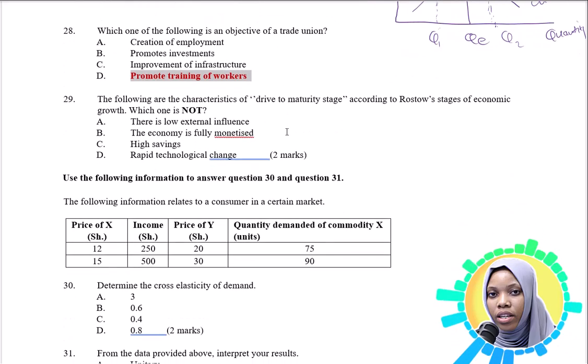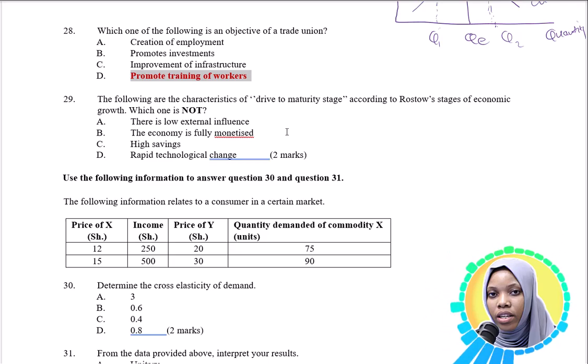Question 29 reads: the following are the characteristics of the drive to maturity stage according to Rostow's stages of economic growth. Which one is not?